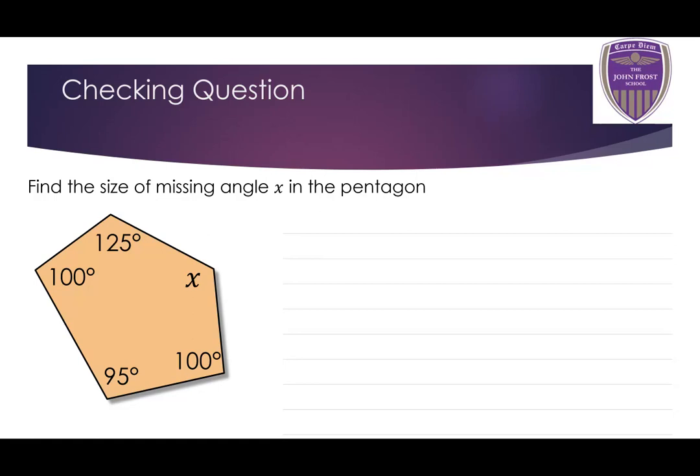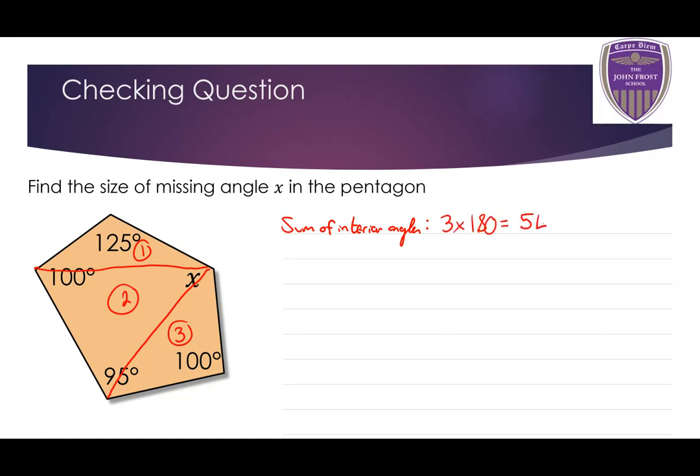Okay, so hopefully you guys are giving it a go. First thing is, I know this is a pentagon, so I need to calculate the sum of interior angles. How many triangles can I draw in this shape? Well, I could draw one there, I can draw one here. So I have 1, 2, 3 triangles. That means my sum of interior angles is going to be 3 times 180, which equals 540 degrees.